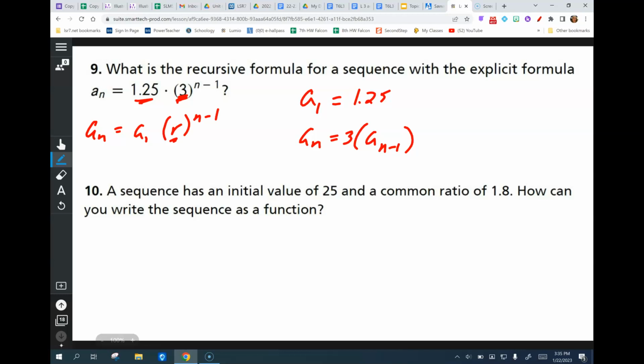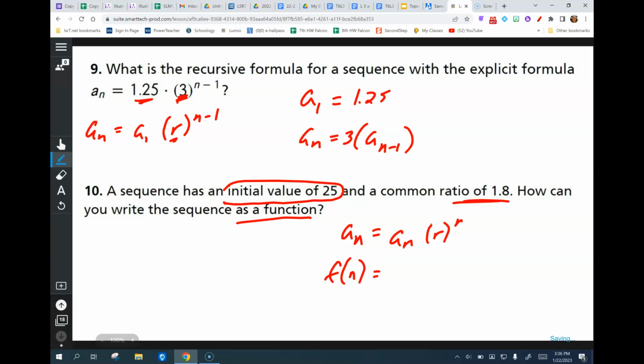Ta-da! Okay, 10. A sequence has an initial value of 25 and a common ratio of 1.8. How can you write the sequence as a function? Okay, so function means you're going to have to use the explicit formula. So I'm going to use f of n, and this is going to be a sub 1, which is 25, times the ratio, which is 1.8, to the n minus 1, and we're done. The only difference is we have to change it into function form.